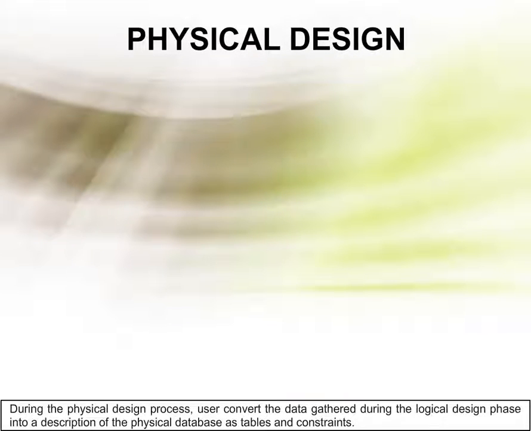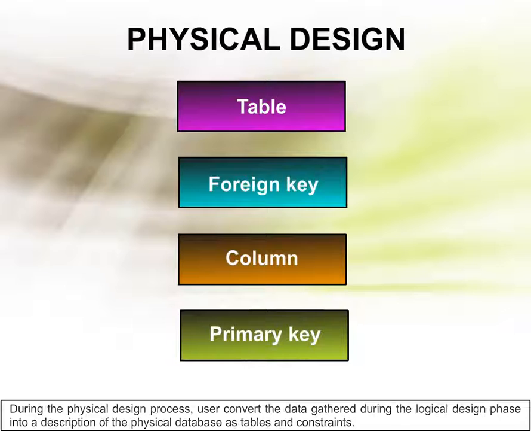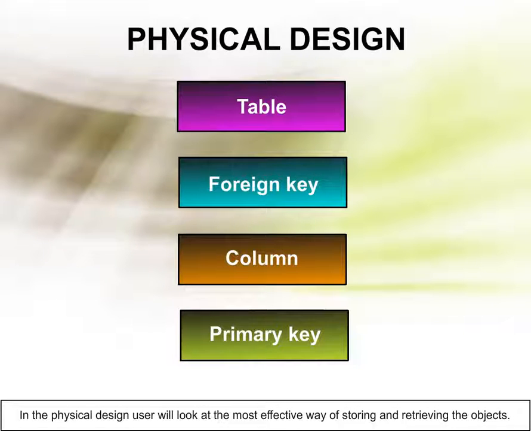Physical design. During the physical design process, the user converts the data gathered during the logical design phase into a description of the physical database as tables and constraints. In the physical design, the user will look at the most effective way of storing and retrieving the objects.